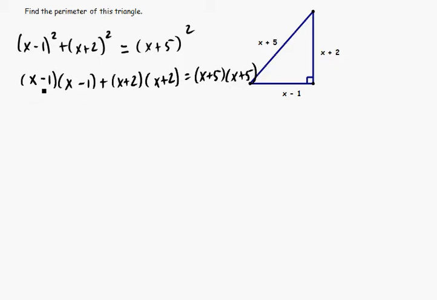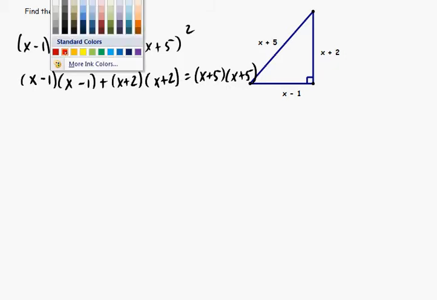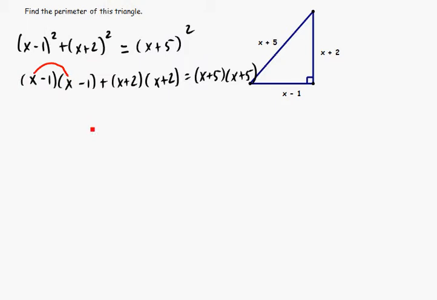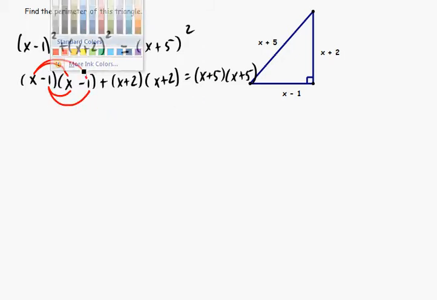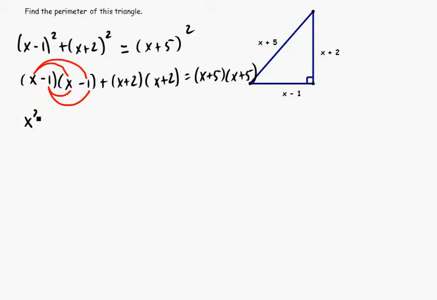Now, to multiply these binomials together, we need to use the distributive property. We need to multiply, first of all, the x times the x, and then the x times the minus 1, then the minus 1 times the x, and the minus 1 times the minus 1. So x times x is x squared. x times minus 1 is minus 1x. Minus 1 times x is minus another x, and minus 1 times minus 1 is plus 1.